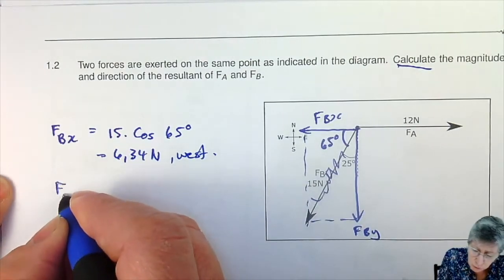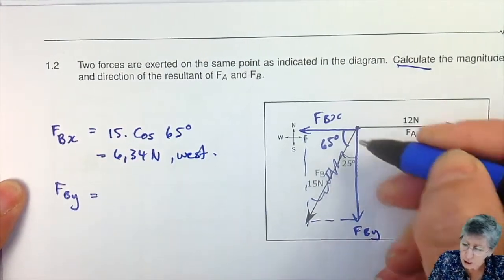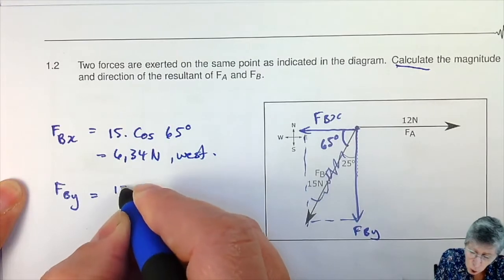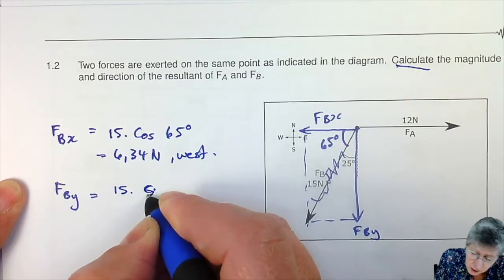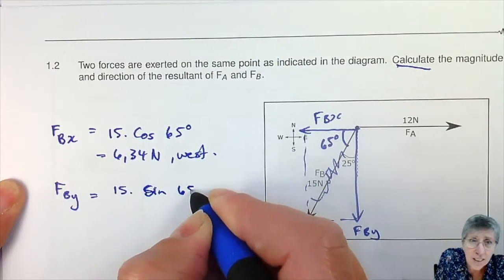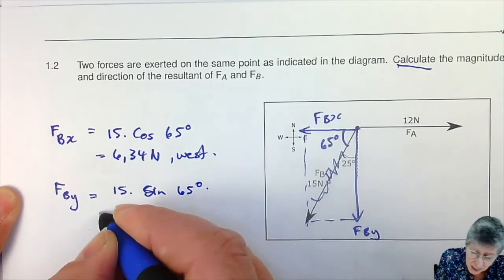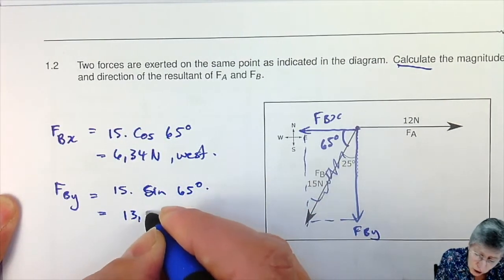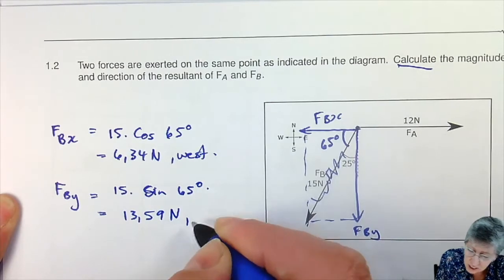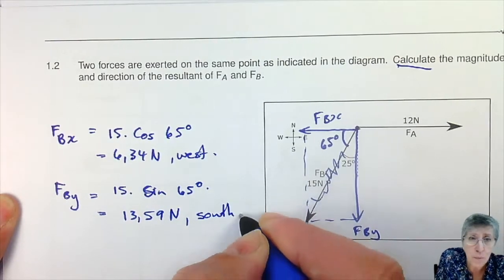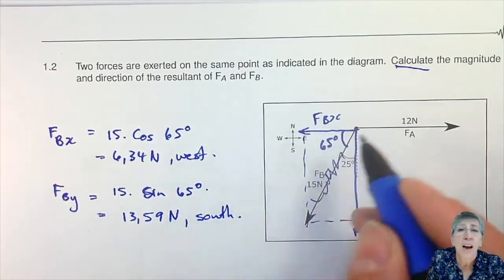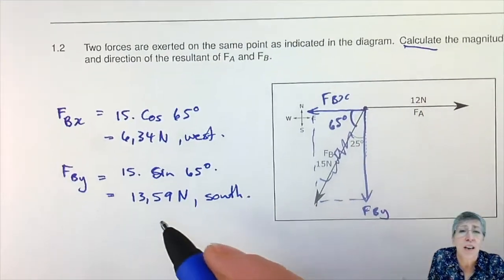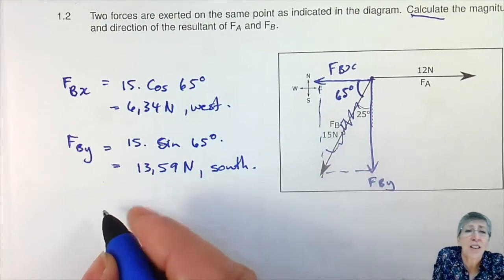Doing the same for the y component. Now for the y component, that will be the whole force times sine of 65 degrees. And if you do that, you end up with 13,59 newtons, and that will now be south. Right, so now I have all the components. Now I'm going to look at the resultant.